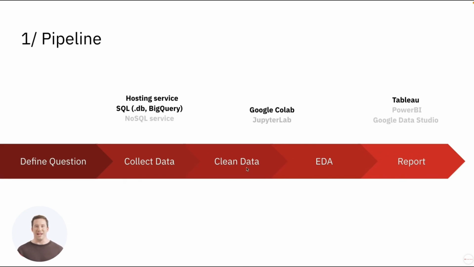Then we come to the clean data and EDA step. In this step, with our lessons, we will use Google Colab. Google Colab, as you know, is an open and free platform that will help you use Python code to work with data. In addition, you can also see some of you will use JupyterLab. JupyterLab is similar to Google Colab. However, JupyterLab will be installed on your computer and can be used offline.